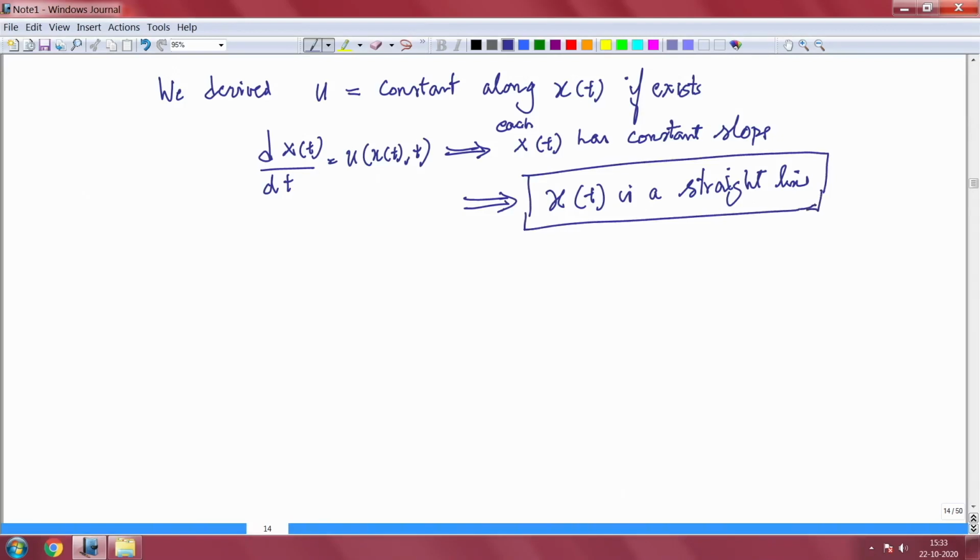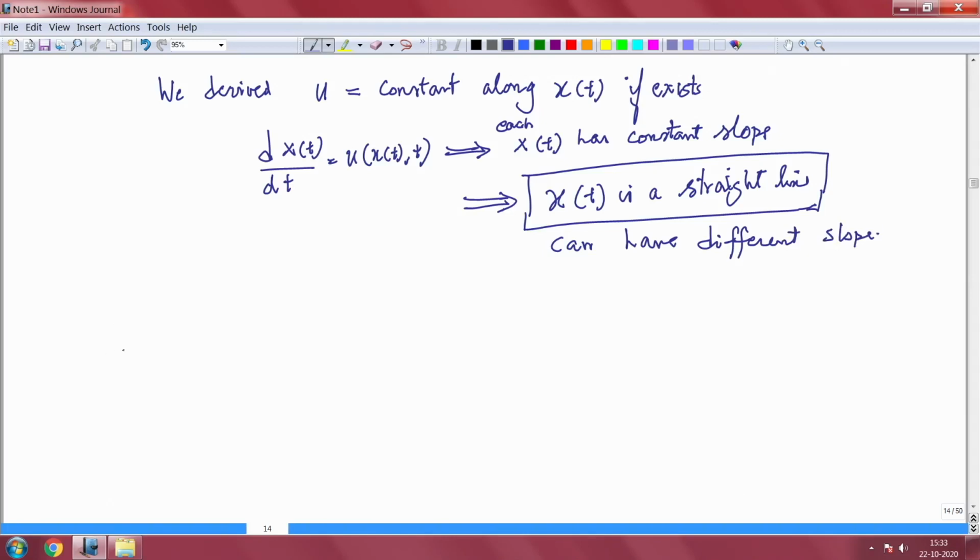So what is different from the linear equation? In the linear equation, all the characteristics have the same slope c. But here they are straight lines, but different characteristic curves, different straight lines, can have different slopes, leading to difficulties. That is a major issue: different slopes. Okay.